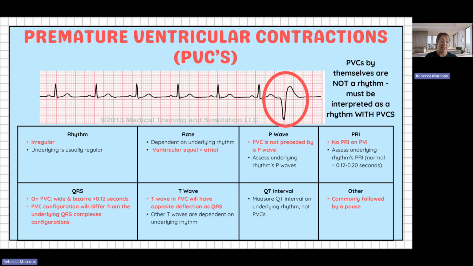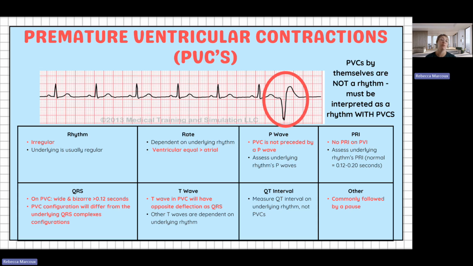The QRS, again, on the PVC is going to be wide and bizarre. It's going to be greater than 0.12 seconds. And the PVC configuration will differ from the underlying QRS configuration. So you can see that this looks way different from the other complexes that you're seeing. It's originating in a different spot. This one is originating in the ventricles. It's not following the conduction superhighway. It's transferring cell to cell.